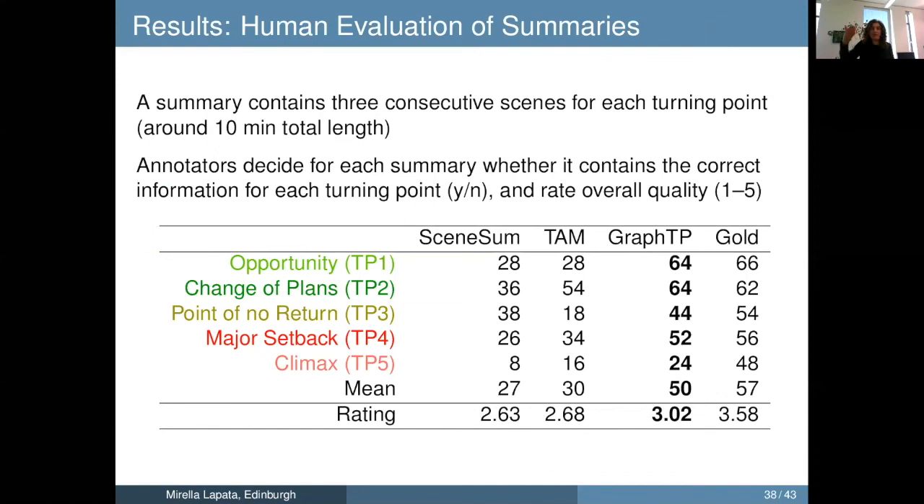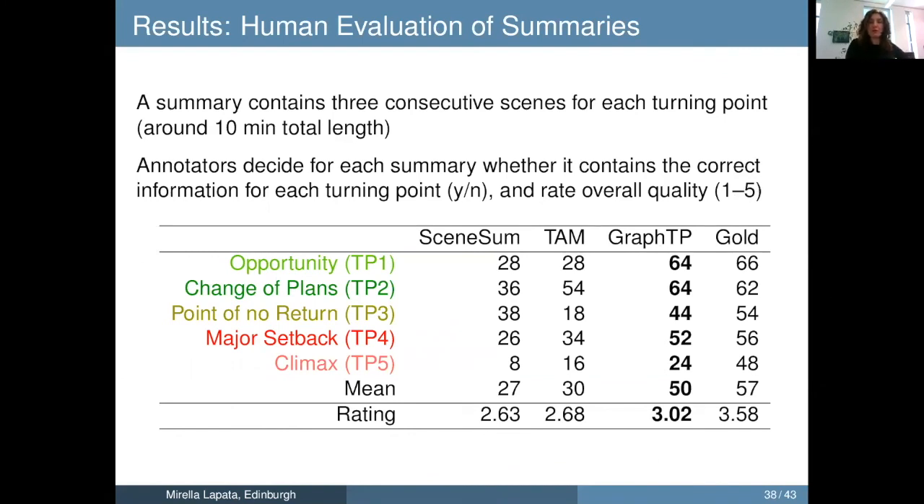So they would read, and we would ask, does this summary contain information about the opportunity? Here's how opportunity is defined. Does it contain information about change of plans? And then they would have to say yes or no, and also at the very end, rate the quality of the summary. Did they like it? Did it make sense to them? We also had some questions to make sure they watched the material. It was quite elaborate. Anyway, what you can see here is how the different models are doing per turning point.